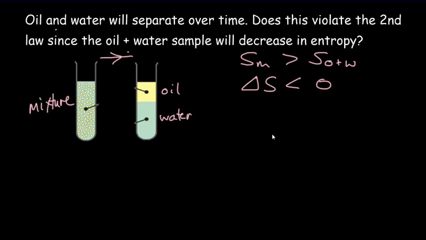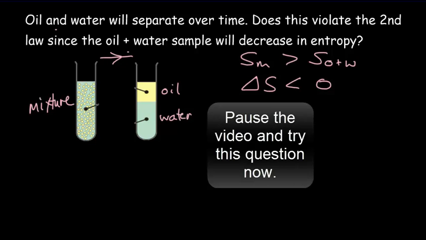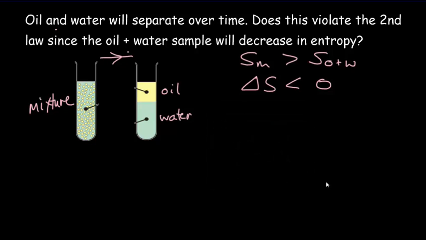But once again, we've got to consider the whole system. So pause the video, have a go at this, see if you can figure out why the second law is not violated in this situation. So we have to consider the fact that our sample is not a closed system because it's interacting gravitationally with the Earth. And that interaction, you'll recall, it's that gravitational force between the center of mass of the Earth and the center of mass of the mixture.